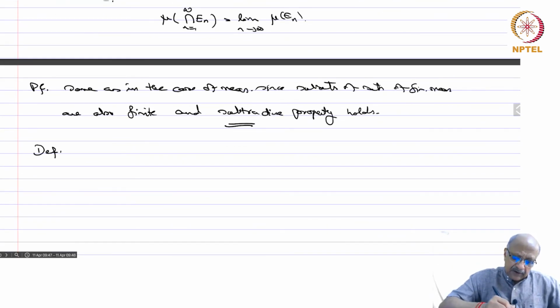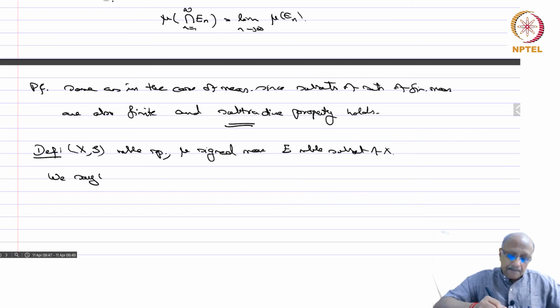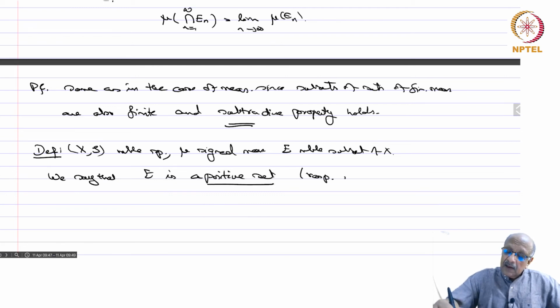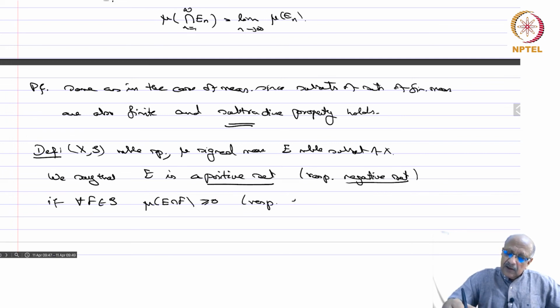Now we make an important definition. So X, S, measurable space, mu signed measure, E, measurable set, subset of X. So we say that E is a positive set, respectively negative set, if for every F in S, mu of E intersection F is greater than or equal to 0, respectively less than or equal to 0.